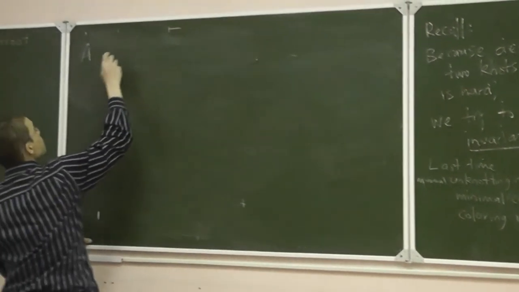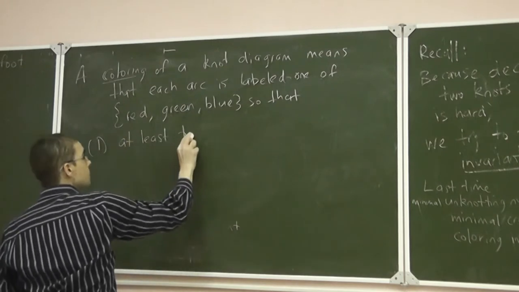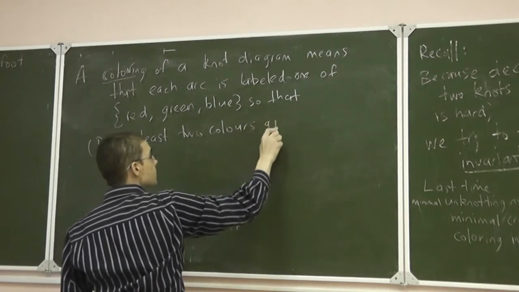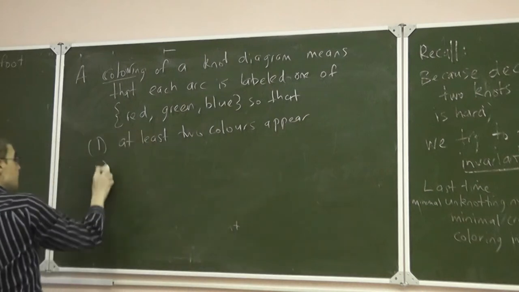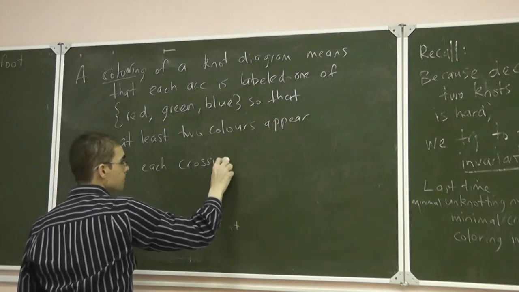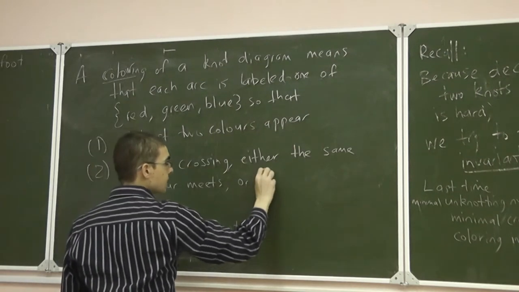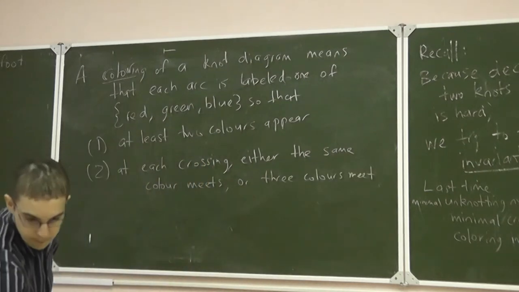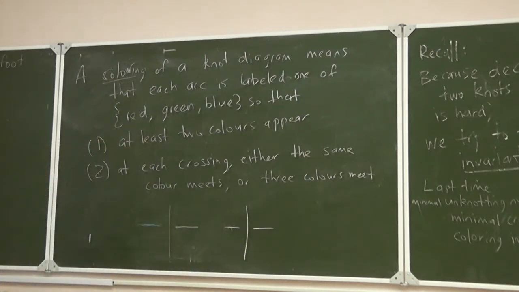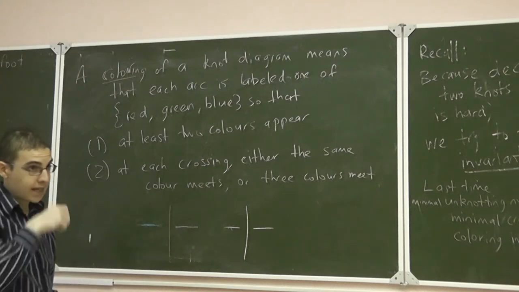So a coloring of a diagram, red, green or blue, so that at least two colours appear. And at each crossing, either the same colors or three colors. So that means that, or the same color. Okay. And I asked you last time to decide which of those diagrams I gave you were colorable.